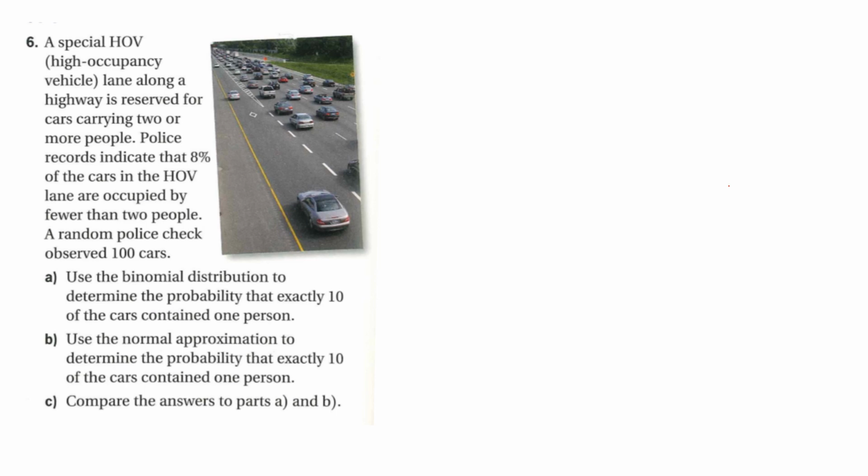So let's state our parameters first. p is equal to 0.08, right? 8% of the cars don't have enough people, and that's what's considered success here. q is 0.92, which is just 1 minus p. We have a sample of 100, and we're trying to find the probability of getting 10 that have fewer than 2 people. Okay, so use the binomial distribution.